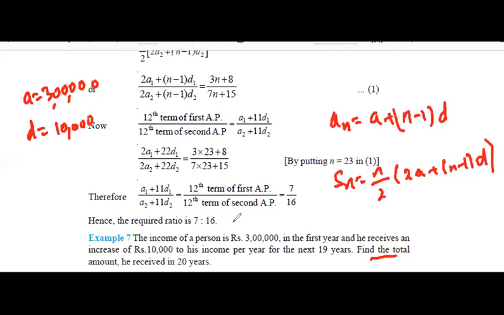For the next 19 years, find the total amount received after 20 years. So n is equal to what? 20. After 20 years, n is equal to 20. What he needs to find is the total amount he received. So the total amount is what? Sn. Agree or not? Total amount is Sn. Yes or no? Think about it.